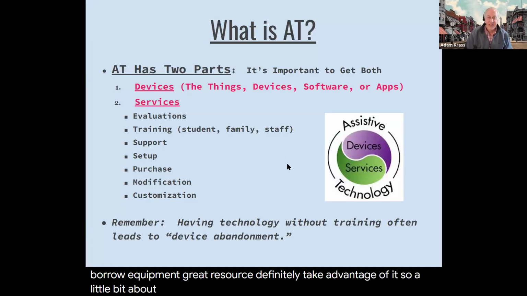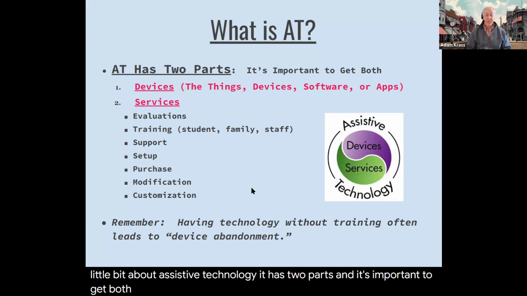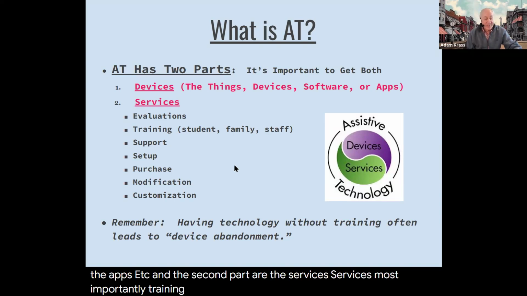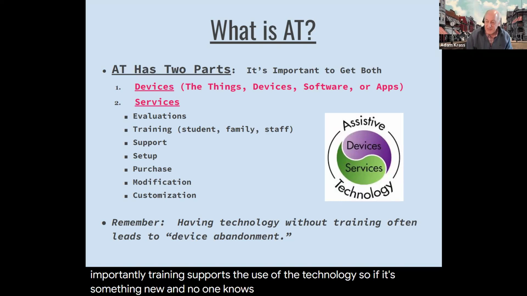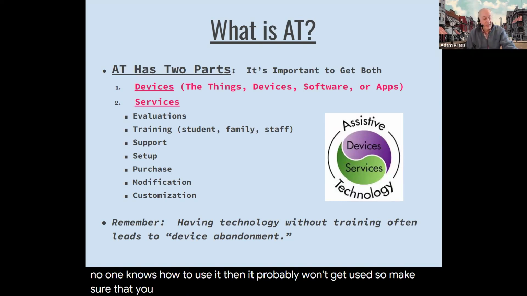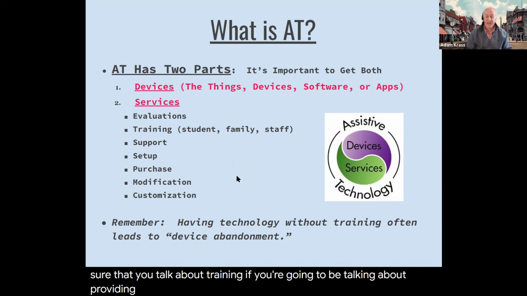So a little bit about assistive technology. It has 2 parts, and it's important to get both. The first part is the devices, which are the things, the software, the apps, etc. And the second part is the services, most importantly, training, which supports the use of the technology. So if it's something new and no one knows how to use it, then it probably won't get used. So make sure that you talk about training if you're going to be talking about providing assistive technology to somebody.